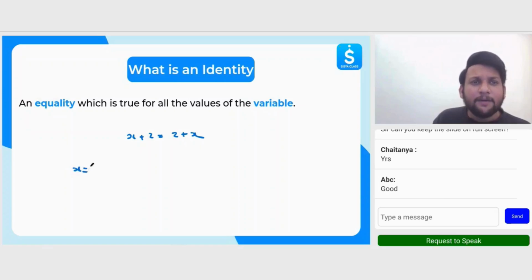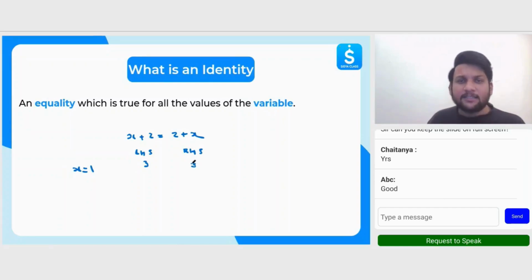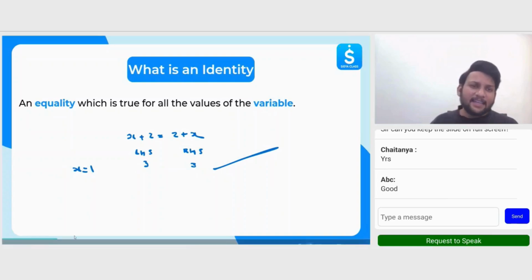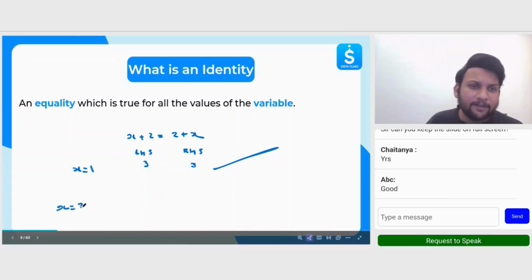If I'm taking x as 1, the value of LHS will be 1 plus 2, which is 3. And what will be the value of RHS? 2 plus 1, that is again 3. Is LHS equal to RHS? Of course. That means this is true for x equals 1. Let's take any other value. Let's take x equals 2025, because we live in 2025.